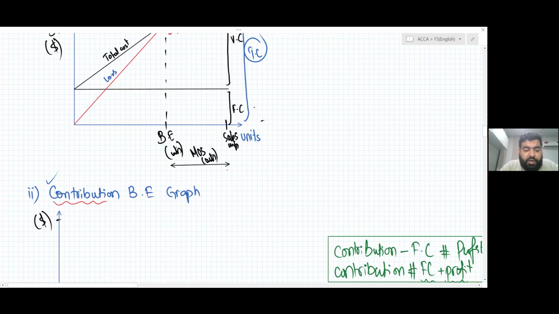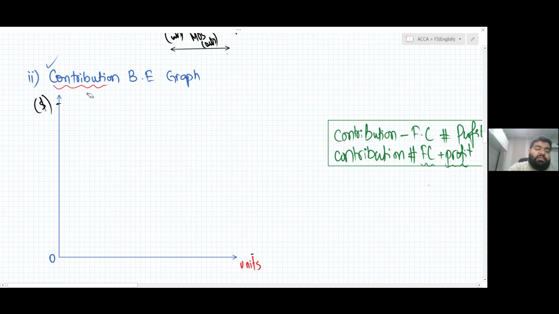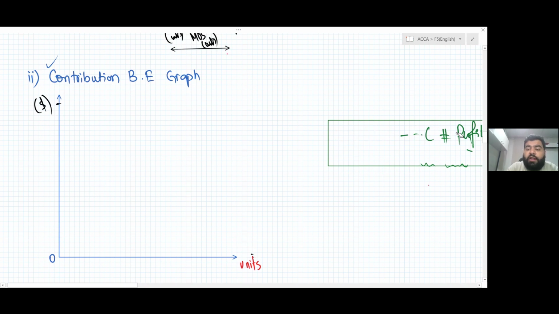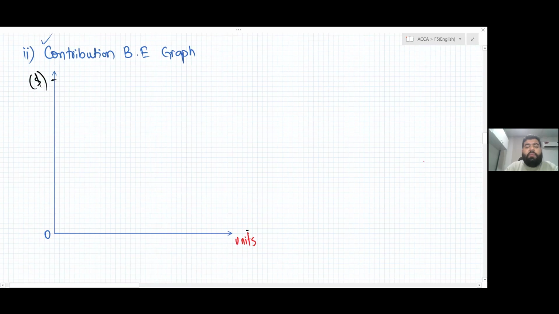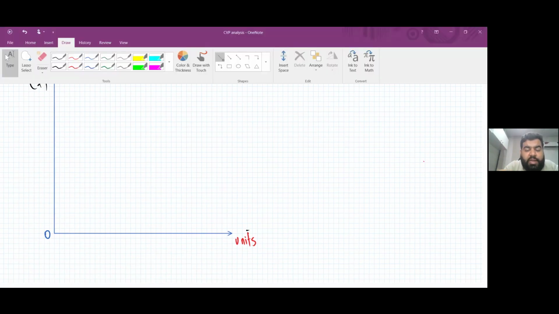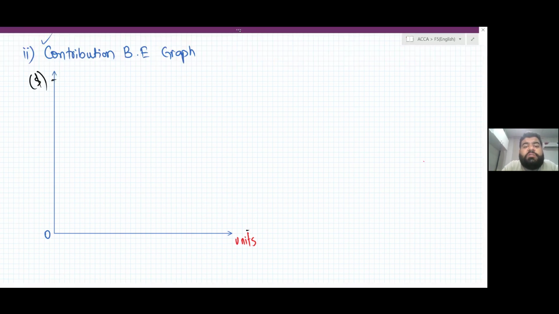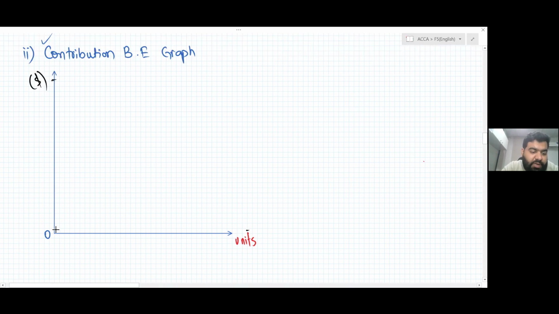After that, we have the second graph, that is the contribution break even graph. First was a simple break even graph. The second one is the contribution break even graph. Let us make that as well. In the contribution break even graph, what you will do, you will first make the variable cost line like this one, like I am making now. This is the variable cost line. Just 2 minutes.